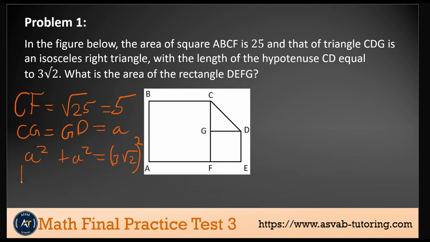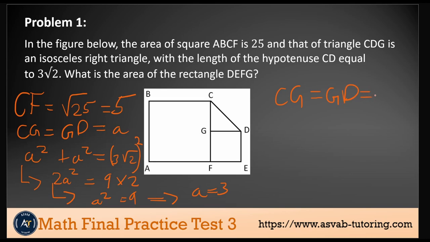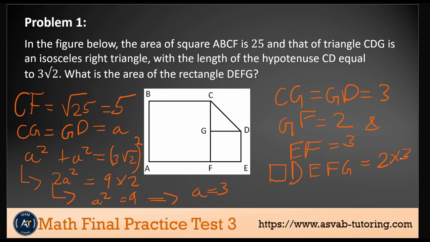Okay. Now this transforms into 2a squared, which equals 9 times 2. And this transforms into a squared equals 9, which gives us the final answer for a as 3. So now that we have a equals 3, we have the side CG, which equals GD, which equals 3. Now that we know CG and GD equal 3, we have GF equal to 2 and EF equal to 3. So the area of the rectangle DEFG is 2 times 3, which gives us 6.